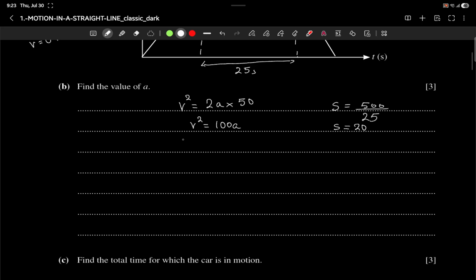So now we know the final velocity, which is 20. So 20 squared equals 2 times 8 times the distance, which is 400 equals 100. That means the acceleration is going to be 4. All right? That is your answer.